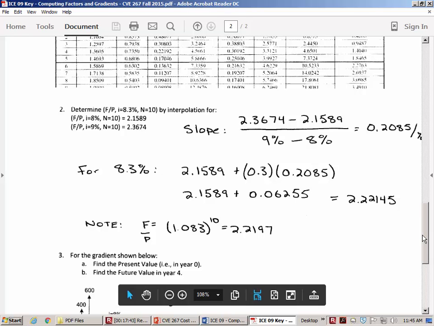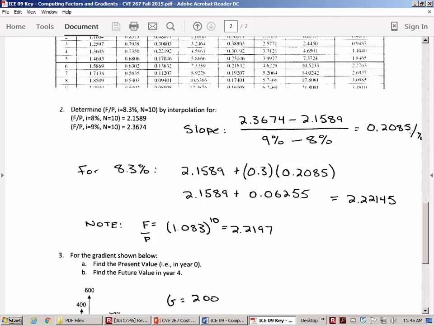So you find the slope, 0.2085, and then multiply that by 0.3, which is the delta x, and so then that tells you how much you add to the factor that is equivalent to 8. So you want to find out what should be the factor for 8.3. It's going to be the factor for 8 plus some difference. And the difference is what you get by multiplying the slope of the line by 0.3. So here is the factor if you interpolate.